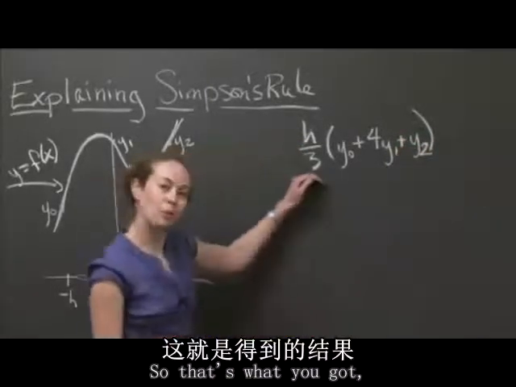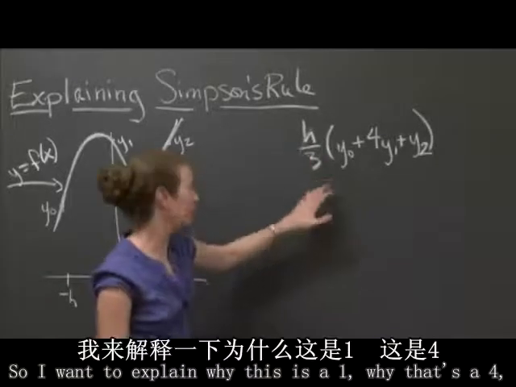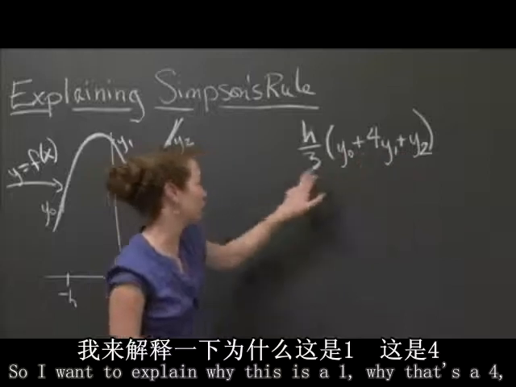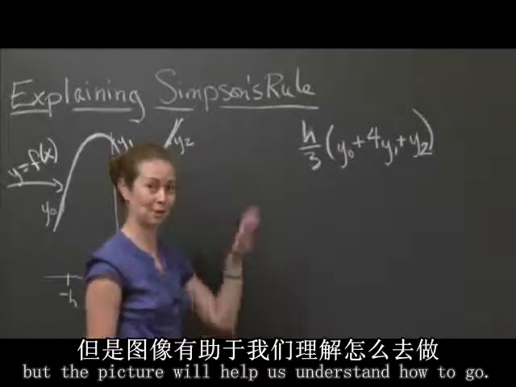So that's what you saw in the lecture, that this is what the coefficients are. So I want to explain why this is a 1, why that's a 4, why that's a 1, and where that 3 comes from. The picture is not going to explain it, but the picture will help us understand how to go.